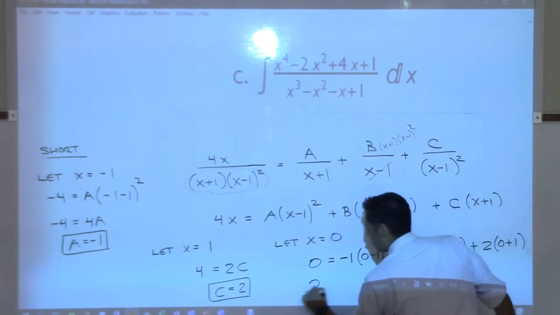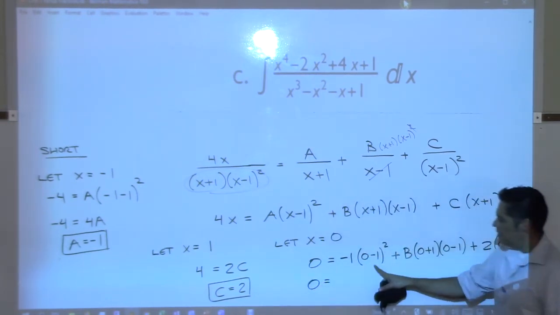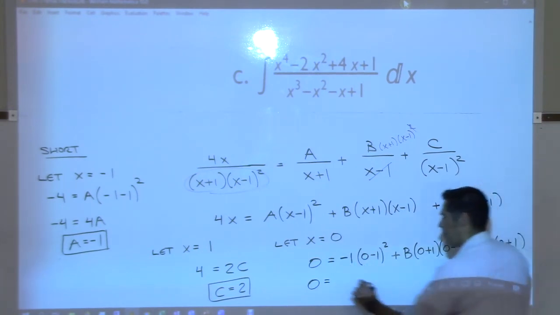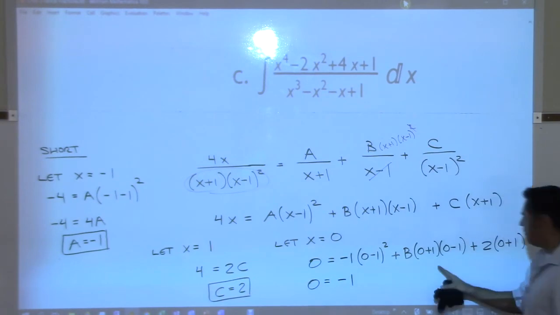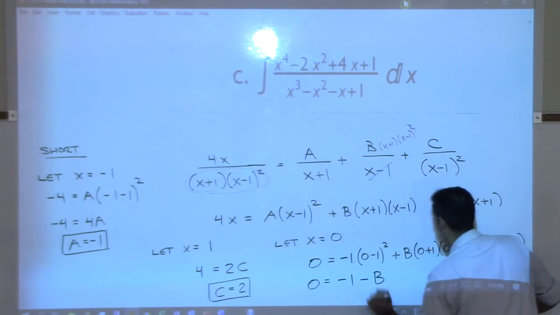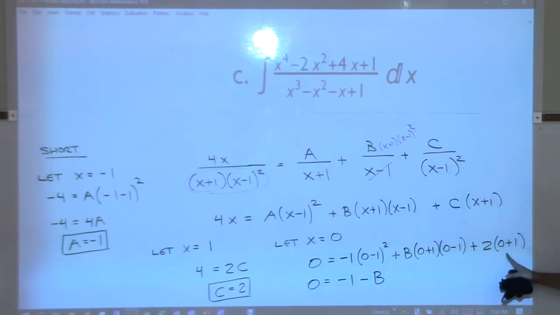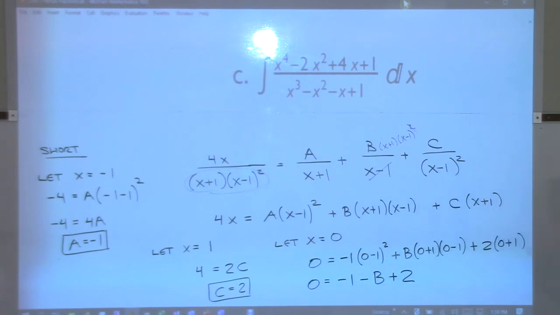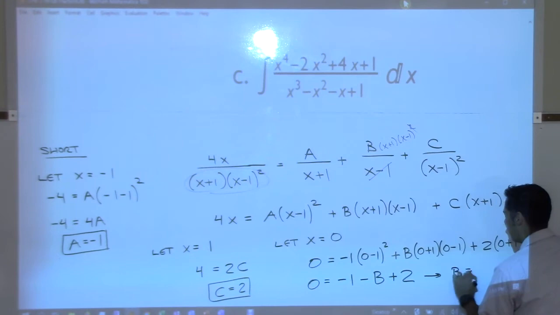0 equals, all right, all of that together is negative 1. How many b's do we have here? This should be 1, this should be negative 1, multiply together, and then multiply times b. So minus b. And then over here, this should just be plus 2. I think we're going to get b as 1. B is 1. We got them all.